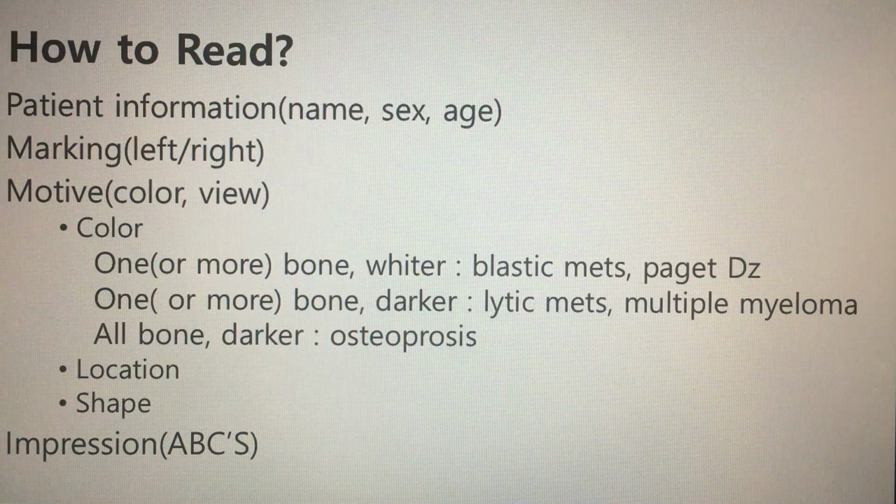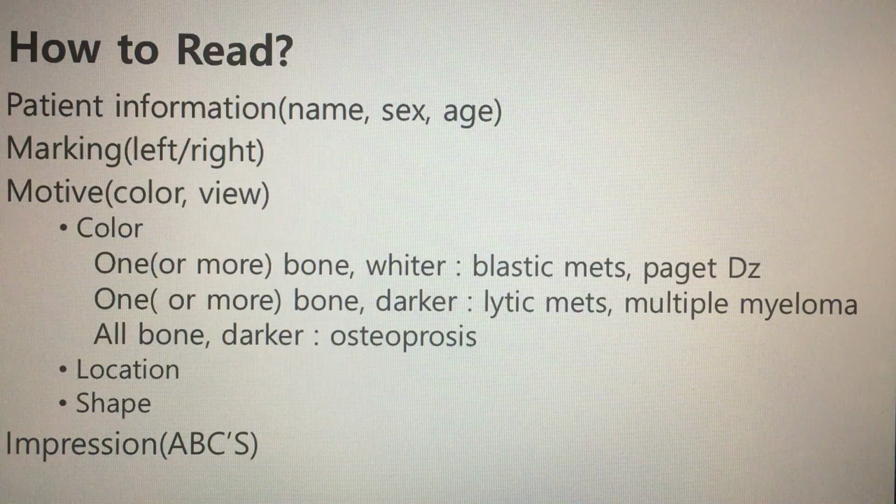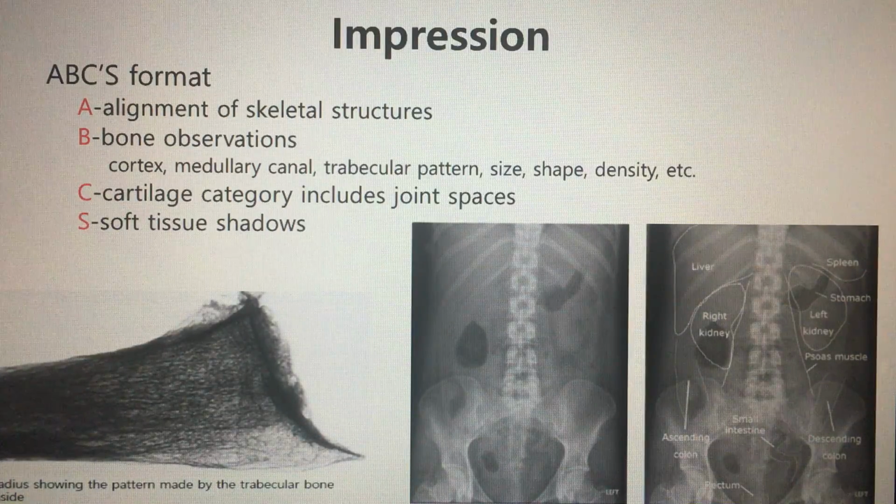How about reading an X-ray image? Read it according to the A, B, C, S abbreviation. A means alignment of skeletal structure. B means bone. In the bones, we could check cortex, medullary canal, trabecular pattern, size, shape, and density.